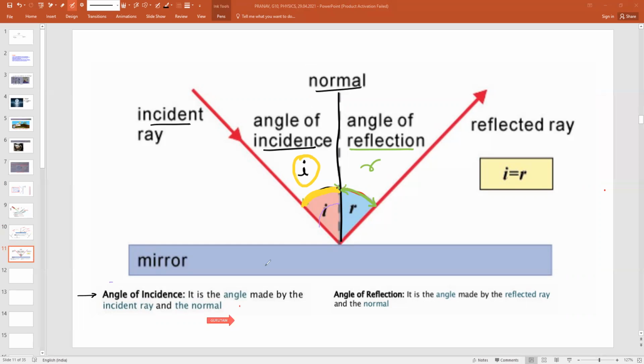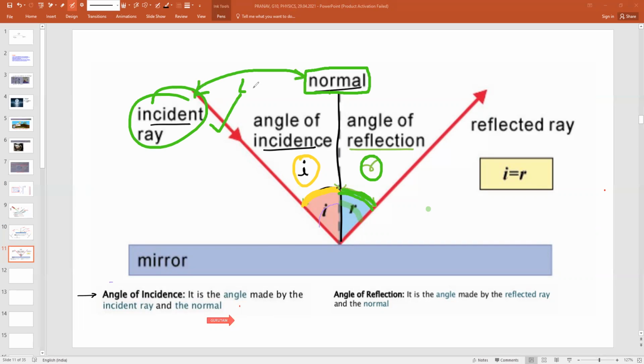This is the angle of incidence. Always remember that. And this is the angle of reflection. The green color, which I'm indicating with the green, is the angle of reflection. So remember that the angle made by the incident ray and the normal, we call angle I.